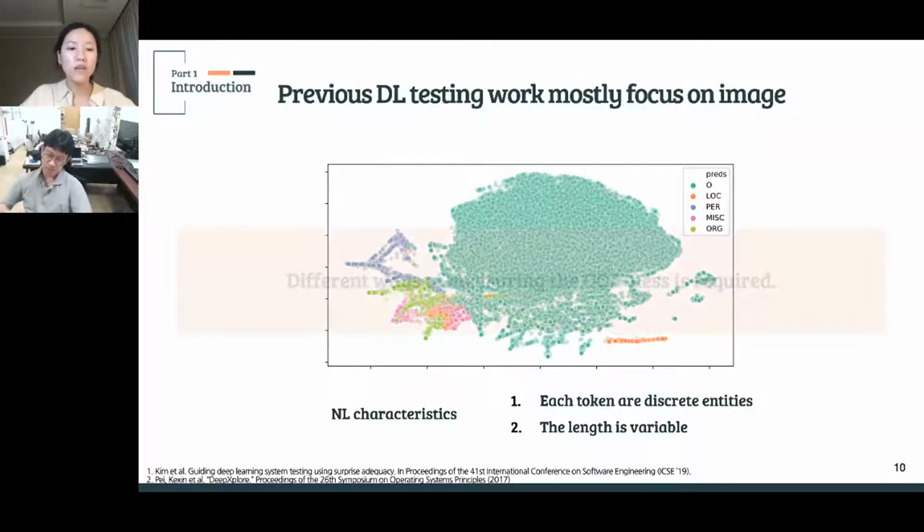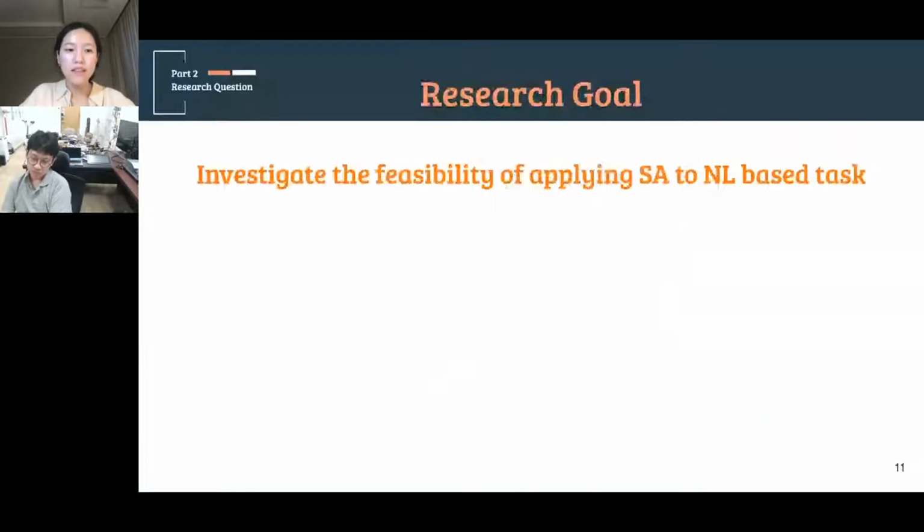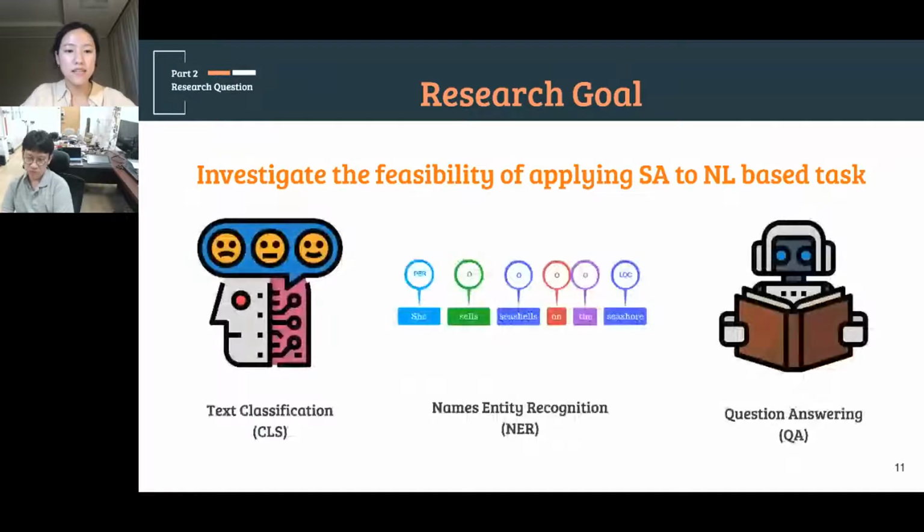So here we argue that we need different ways for measuring the out-of-distributionness of natural language input. In this paper, we would like to expand the scope of deep learning testing techniques to natural language-based tasks. Despite its differences from images, we want to show the feasibility of applying SA for 3 different NLP tasks: text classification, named entity recognition, which labels a named entity to each token of the sentence, and lastly, question answering, which finds the answer span for the given context and question.